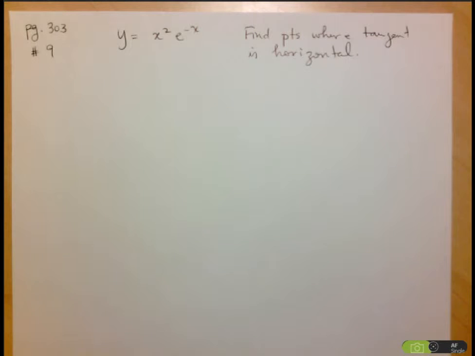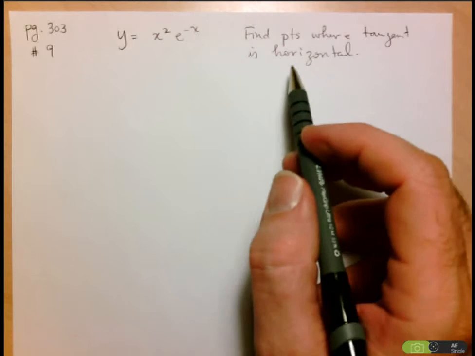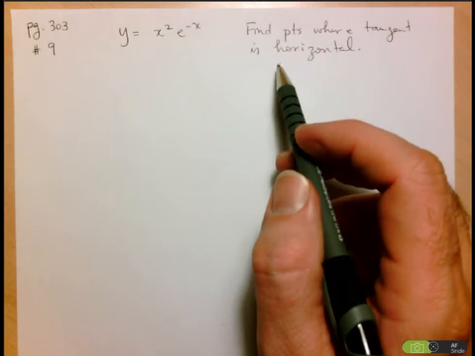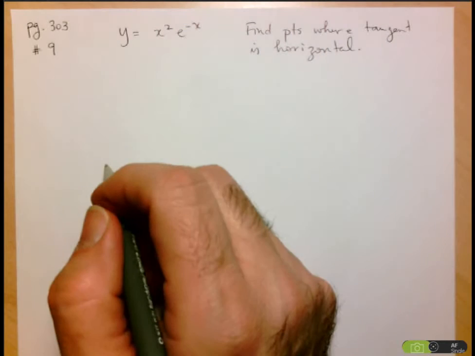Hi folks, this is page 303, number 9. So here we're given this function and we want to find all points where the tangent to the curve is horizontal. In other words, we want to find the points where the derivative is equal to 0. Okay, so first thing I'm going to do is find the derivative of this function.